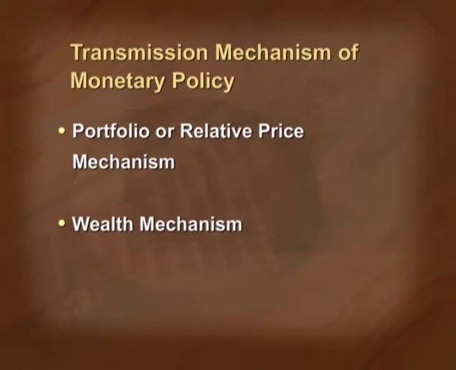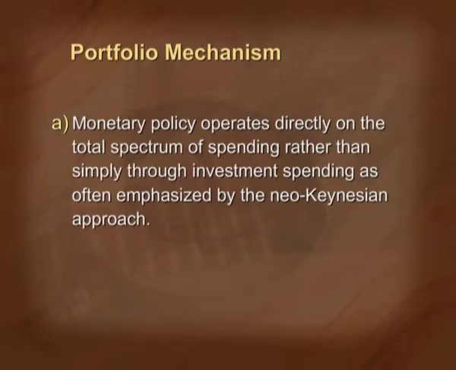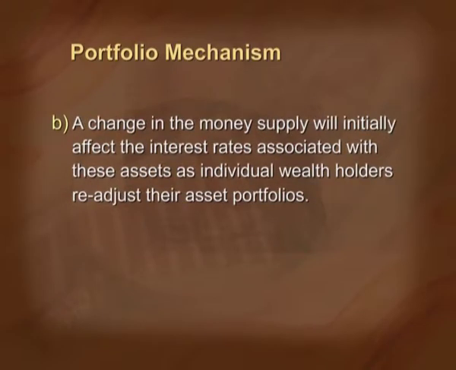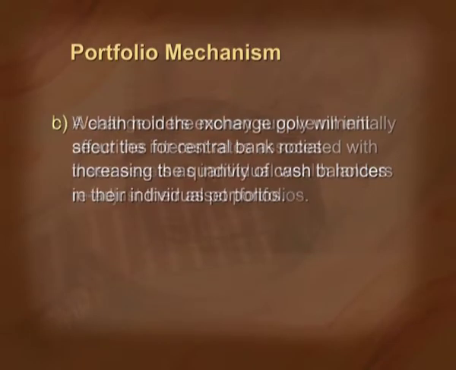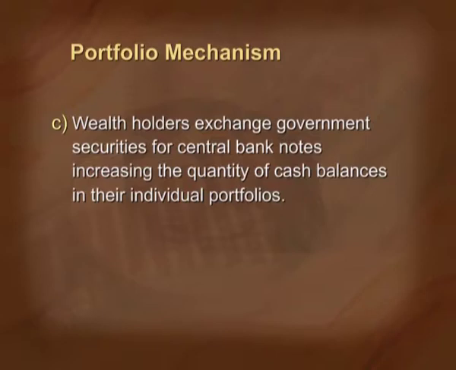Portfolio mechanism. According to this approach, monetary policy operates directly on the total spectrum of spending rather than simply through investment spending, as often emphasized by the neo-Keynesian approach. A change in the money supply will initially affect the interest rates associated with these assets as individual wealth holders readjust their asset portfolios. As a result of this operation, wealth holders exchange government securities for central bank notes, increasing the quantity of cash balances in their individual portfolios.